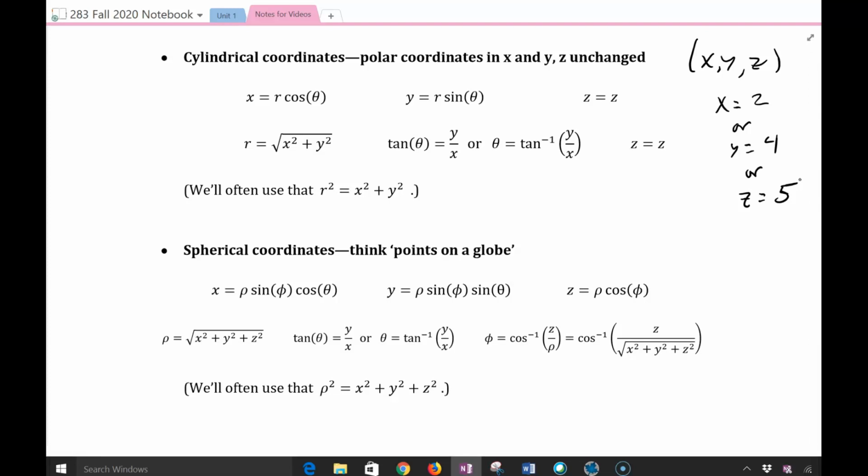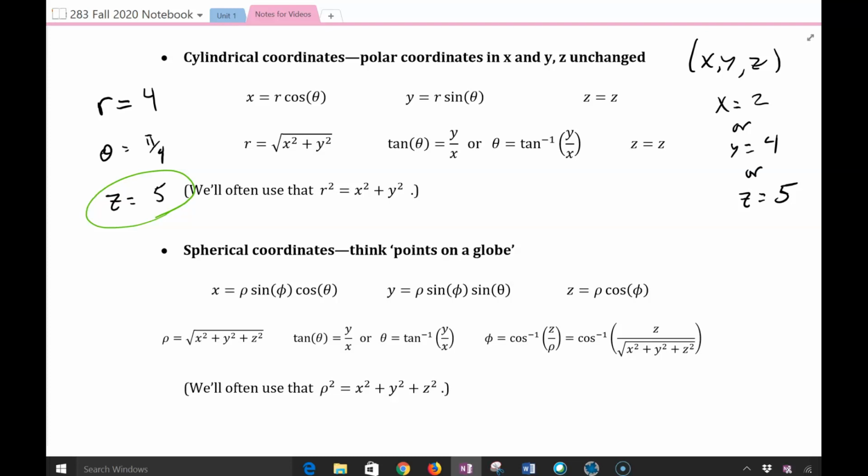So what we want to ask here is, what is it going to look like if we graph an equation like r equals a fixed number, like r equals 4, or theta equals a fixed angle, like pi over 4, or z equals a fixed number, like 5 again. Well, the last one, z equals 5, since cylindrical coordinates are polar coordinates in x, y with z left unchanged, that's still going to be, as we're going to find out, a plane parallel to the xy plane.